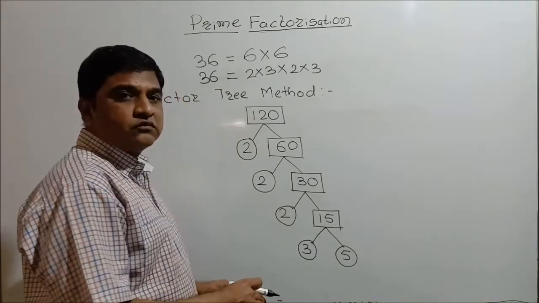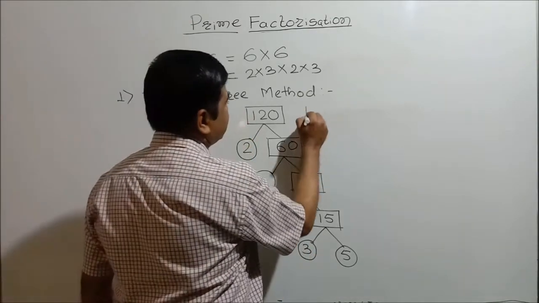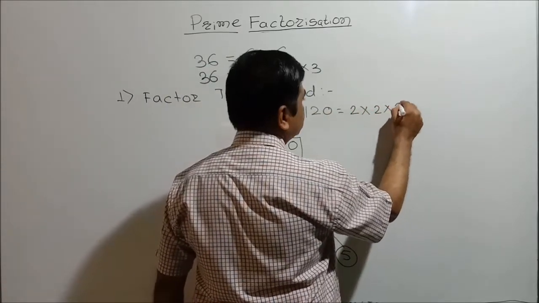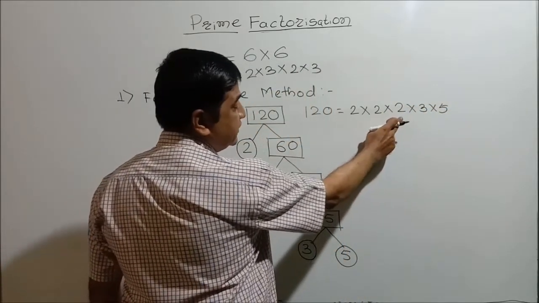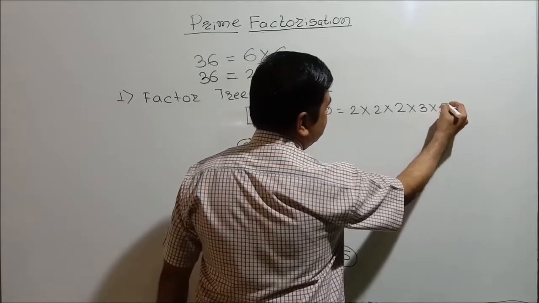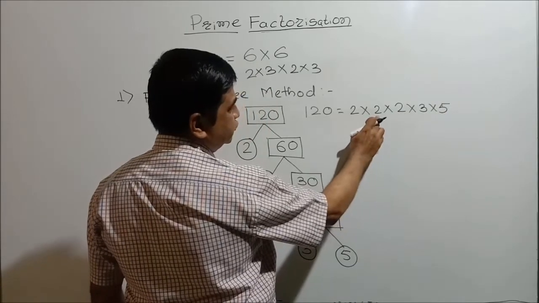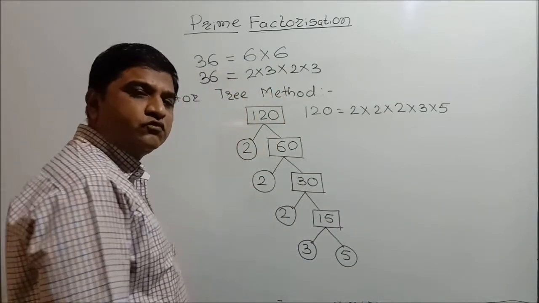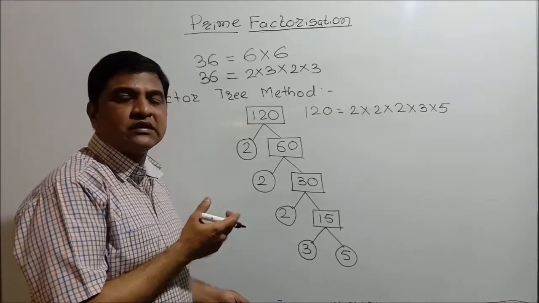So we now got the numbers 2, 2, 2, 3 and 5 as the prime factors of 120, and 120 can be written as the multiplication of 2, 2, 2, 3 and 5. You can see that 2 2s are 4, 4 2s are 8, 8 3s are 24, and 24 5s are 120. Or we can go another way. For example, 5 2s are 10, and 2 2s are 4, 4 3s are 12. 12 and 10 when multiplied will give you 120. So we have now found the prime factors of 120 by the factorization method.